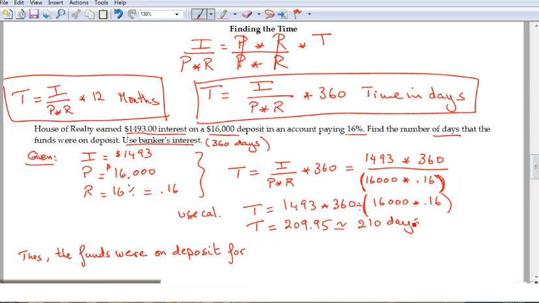Now to answer the question, the funds were on deposit for 210 days. I hope this was helpful.